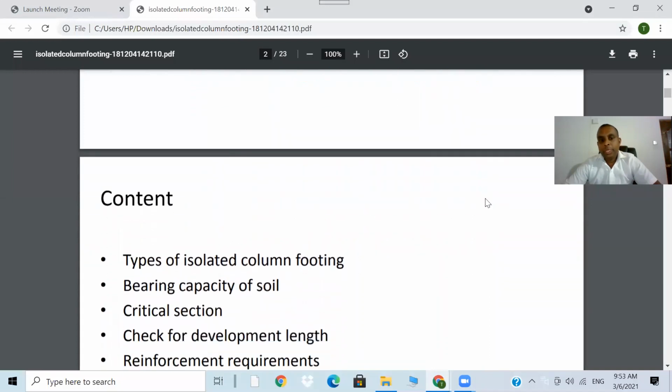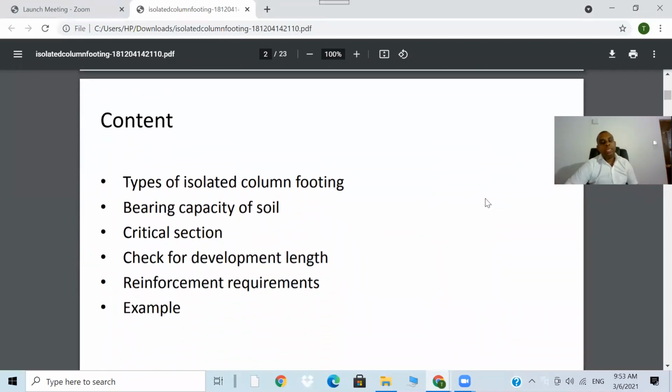So isolated footing, actually when we talk about the footings, there are so many types of footings available in structural engineering. So today this presentation is basically about the types of isolated column footings, the bearing capacity of the soil, the critical section, check for the development end, and the reinforcement requirement.